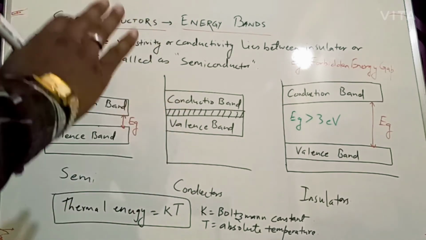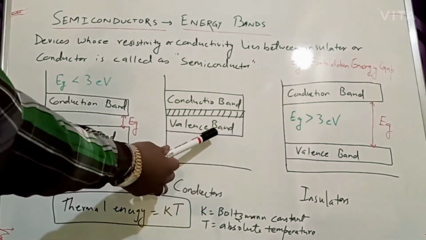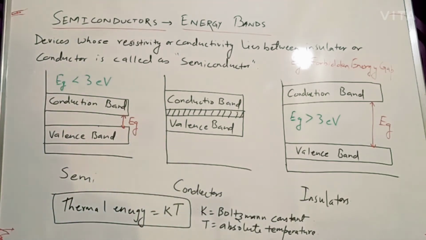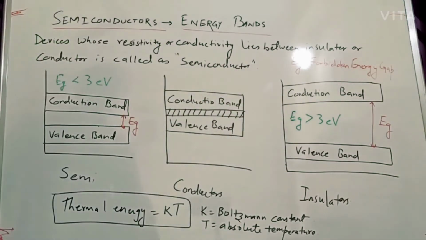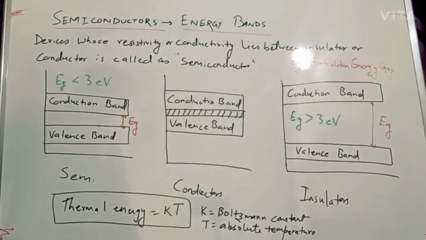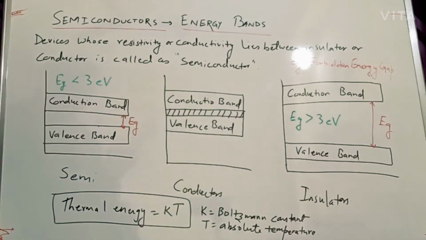That is easily described by the energy band diagram. These three are the energy band diagrams: this is for insulator, this is for conductor, and this is for semiconductor. Now see, in every material there are two bands. One is the valence band, the second is the conduction band. Any material conducts electricity when the electrons from the valence band go into the conduction band. Unless the electrons are in the valence band only, that material doesn't conduct electricity.